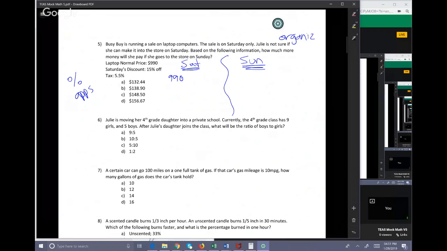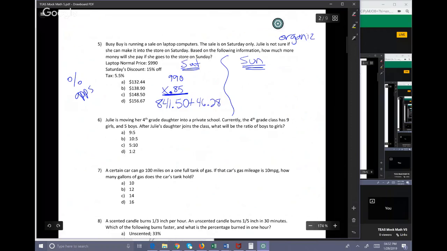I would take my $990 and put it on sale. It's 15% off, which means you can either multiply the 15% off and subtract, or you can just use 0.85, which is the reciprocal of that. So if I multiply by 0.85, I find out that the actual sale price on Saturday is $841.50.